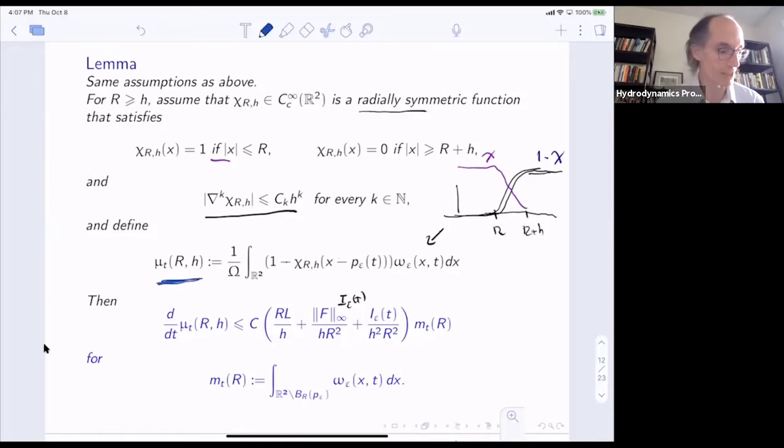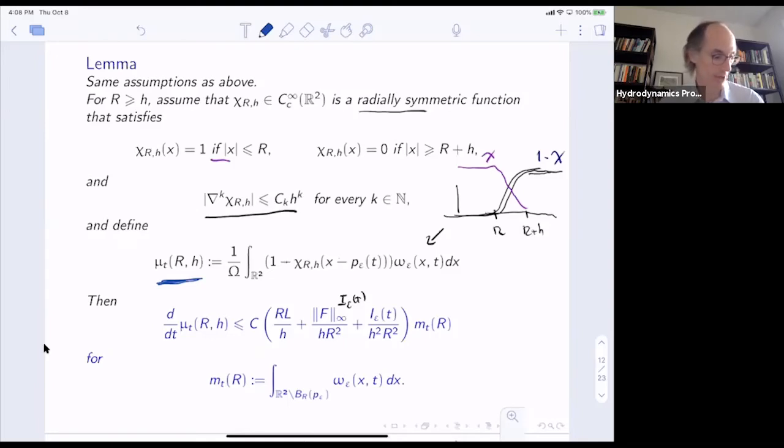What do we do here? We take a test function which is 0 within a ball of radius r around the center of vorticity, 1 outside a ball of radius r plus h around the center of vorticity, and then transitions smoothly between them. We multiply that by the vorticity. So roughly we're looking at the vorticity outside. So r and h will be of the same order. We're looking at the vorticity outside the ball of radius r around the origin. Think of r as being small, a power of epsilon. And we want to know how that grows in time.